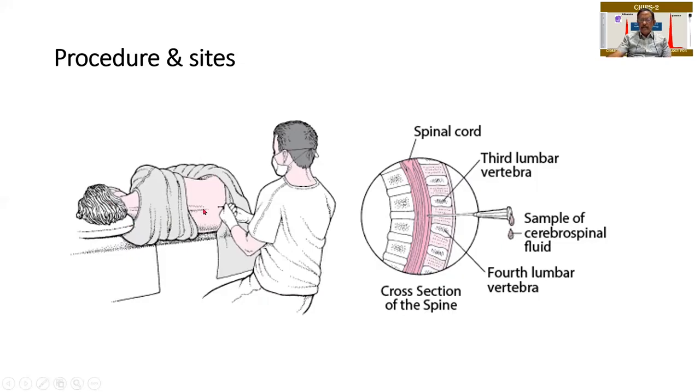The procedure I shall not be going into. The patient is supposed to be in a C-shaped position so that there is the pairing of the vertebrae and the intervening tissue is exposed and you go directly into the intervening space.